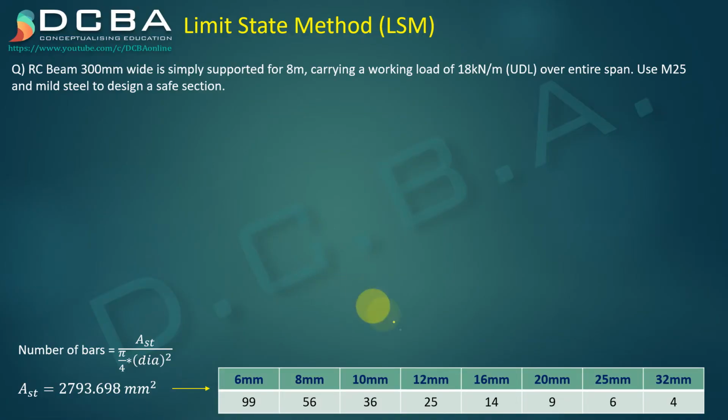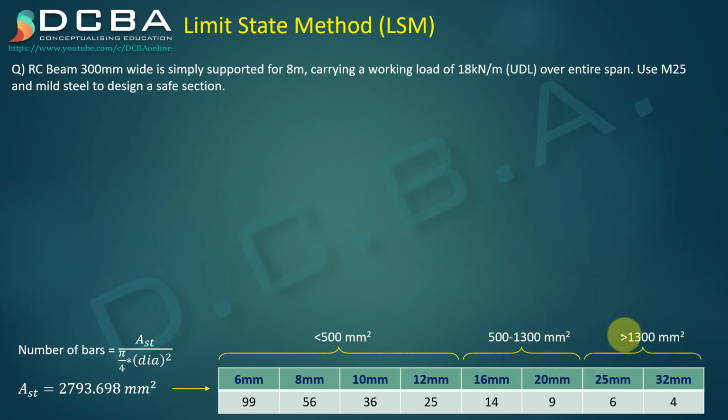You can take a general thumb rule that if your AST is less than 500 mm square, you can use these dia bars 6, 8, 10, 12. If your AST is between 500 to 1300 mm square, you can use 16 and 20 mm dia. And if it is greater than 1300 mm square, like for us in this case, you can use 25 and 32. So this thumb rule, if you remember, you don't have to calculate for them all.